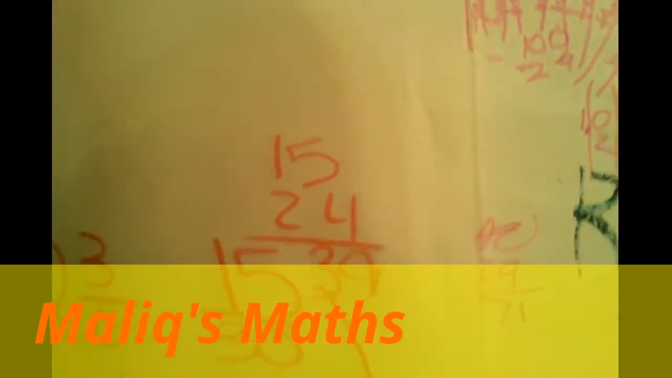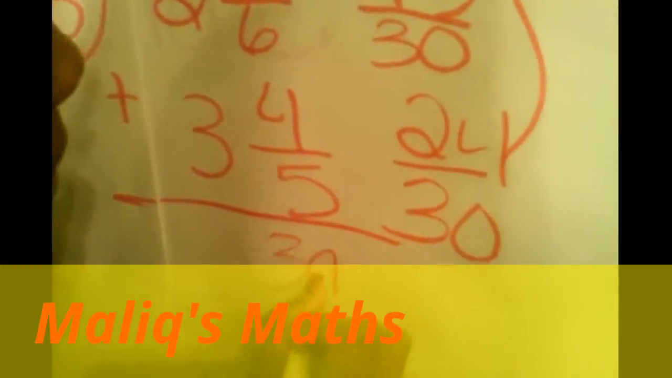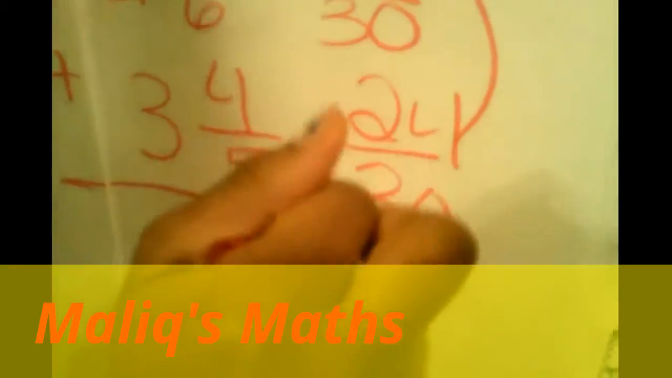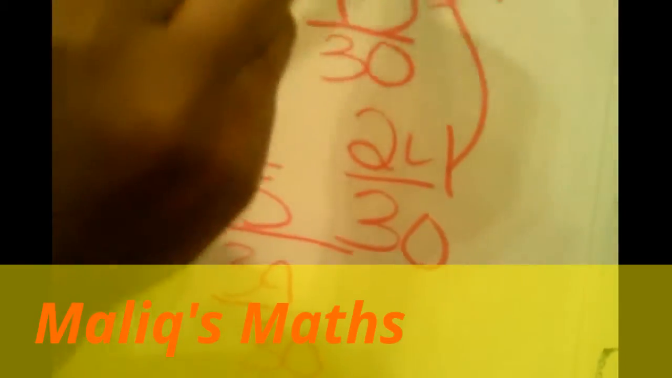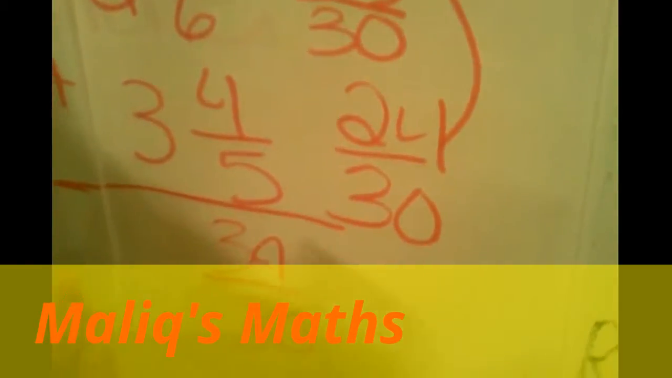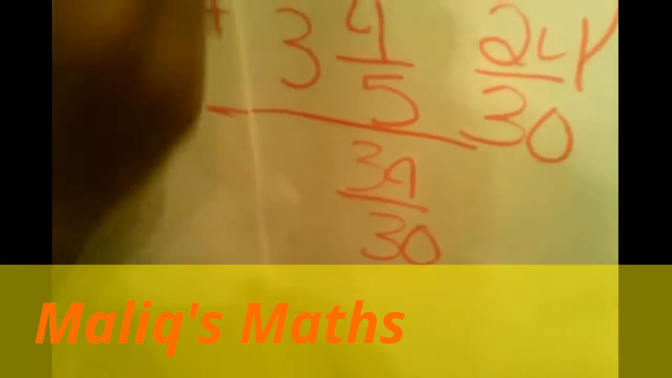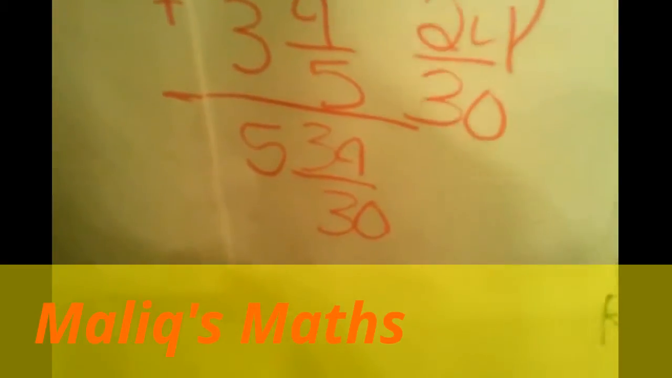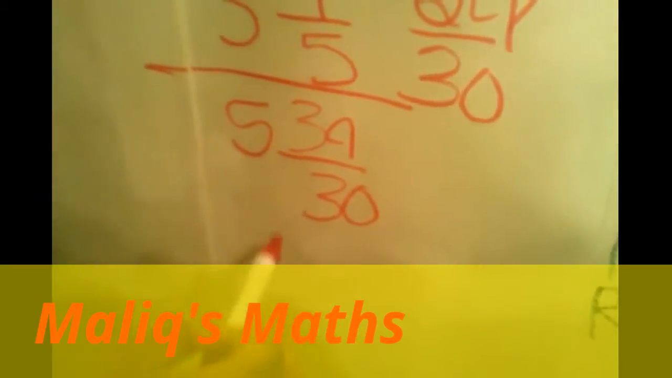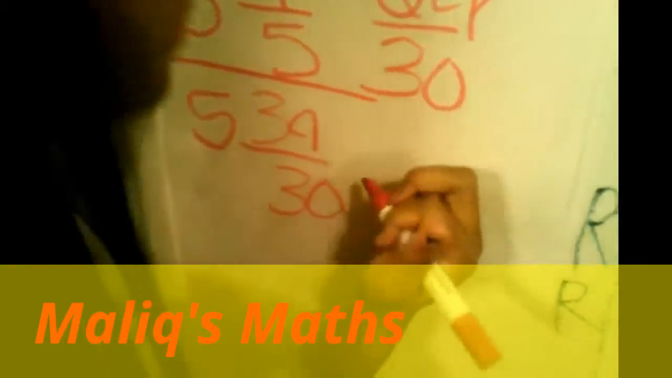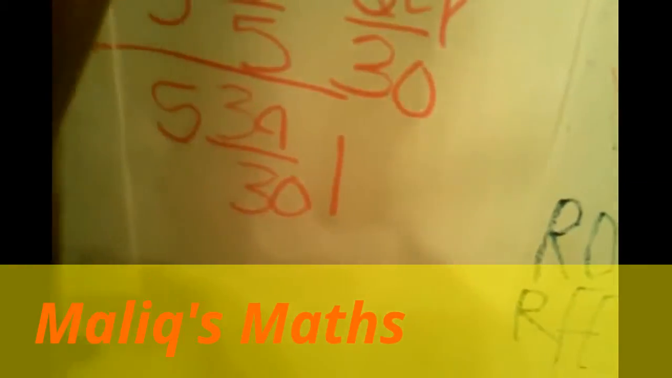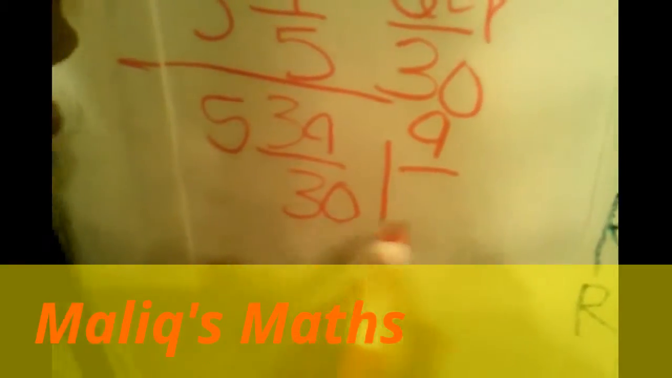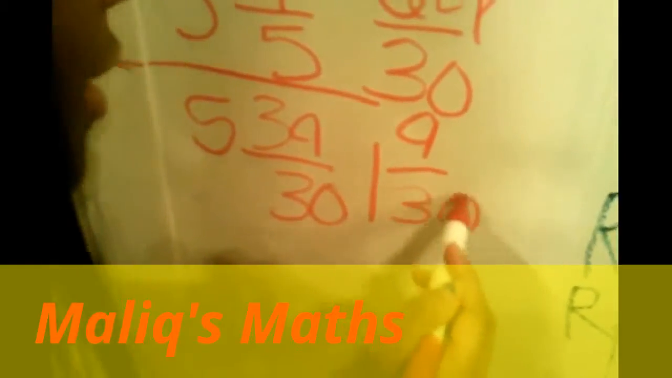And you get 39. Then you do 39 over 30, and then you keep the same denominator. Then when you add both of these, you get 39. You put that as the numerator. Then 2 plus 3 equals 5. And this is an improper fraction, so you do how many times can 30 go into 39? It can go into it once, remainder 9. With the remainder of 9, you keep the same denominator.